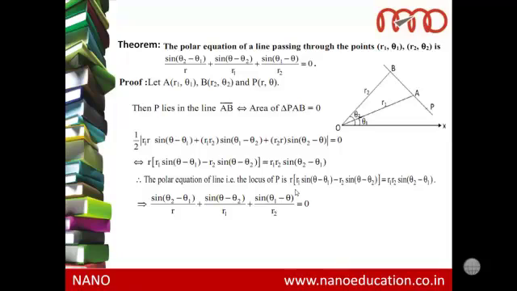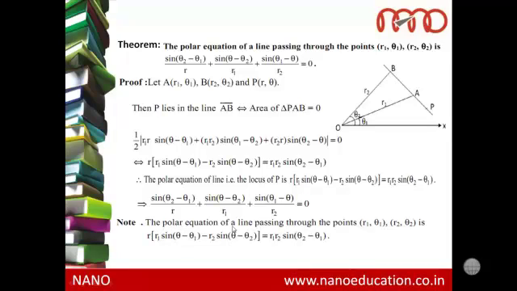Again, for this step we have to divide throughout by r1 r2 r. r1 r2 gets cancelled, r remains here. r2 r gets cancelled, r1 remains here. r1 gets cancelled, r2 remains here, and when you segregate all of them onto the same side, you get this.